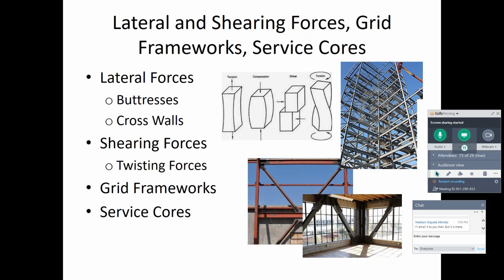We have lateral and shearing forces, looking at grid frameworks, as well as looking at our service cores. So when we're looking at lateral forces, we can think of things from history like our buttresses in old churches that are helping to support things throughout its whole lateral center, or possibly a cross wall, which I'm not showing here, but I will show in a later slide.